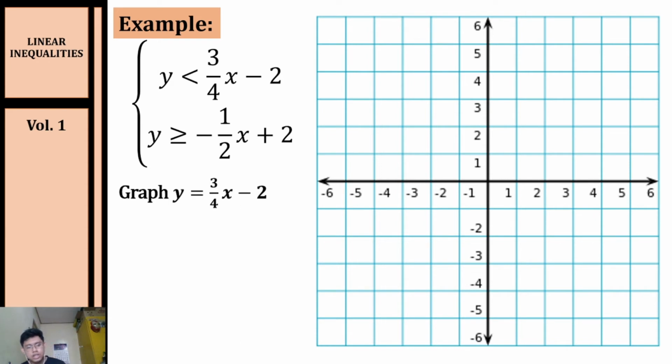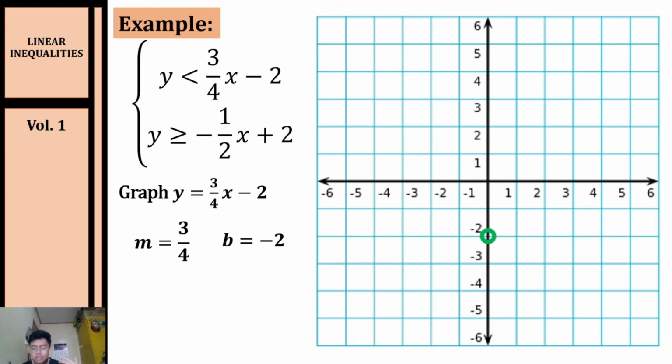We will just change our inequality symbol to an equation symbol so that we can graph. We will use the slope-intercept method. So let's identify the slope and the y-intercept. So our slope is 3/4 and our y-intercept is located at negative 2. Okay, so let's plot first our y-intercept. It is located here. Now take note that we use an open circle because the symbol given is less than.